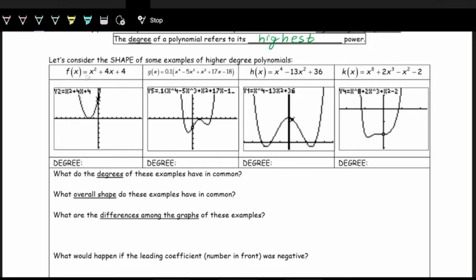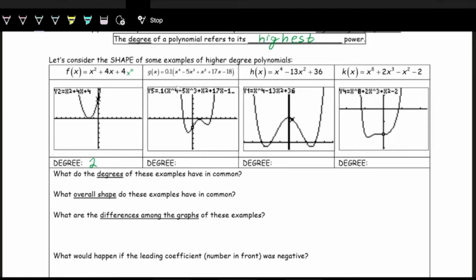So this first one is the function f of x equal to x squared plus 4x plus 4. When we say the degree, we're looking at the highest power on x. So we see this first term has a power exponent of 2. The second one has an exponent of 1 on the x. And there's technically on this last one an exponent of 0, because x to the power of 0 is 1. Anything to the power of 0 is 1. So the highest degree is 2.